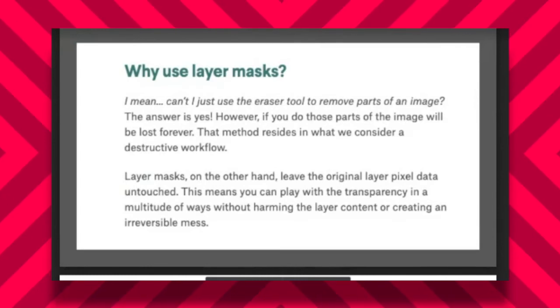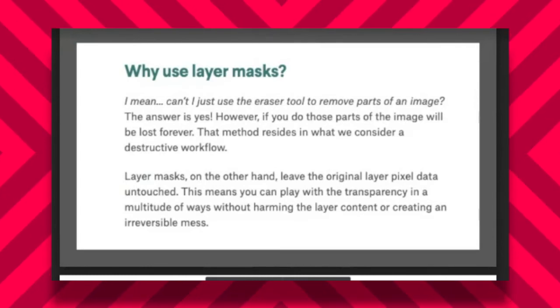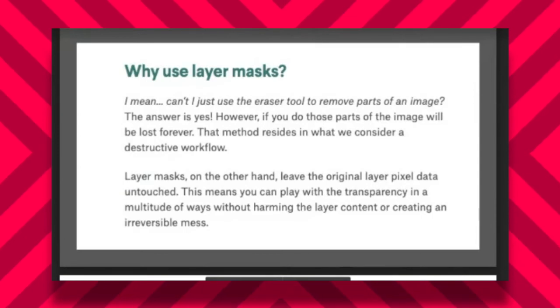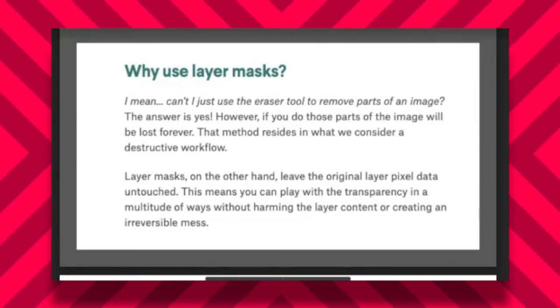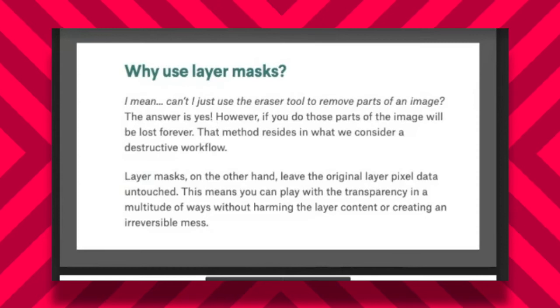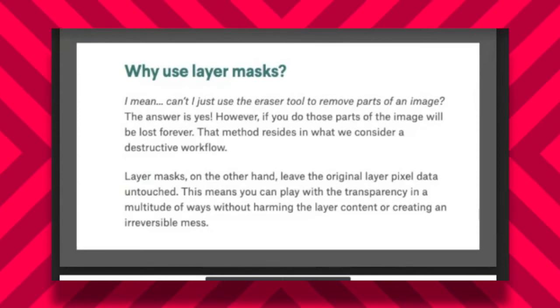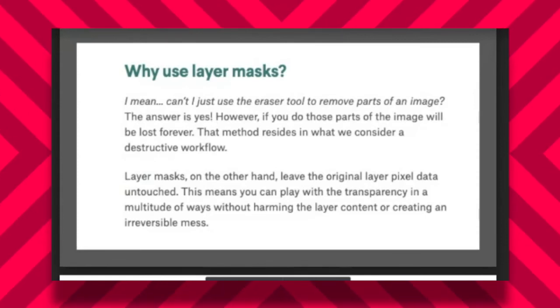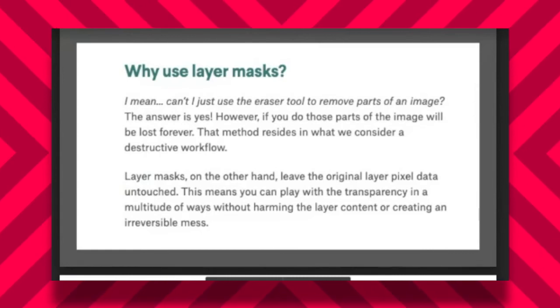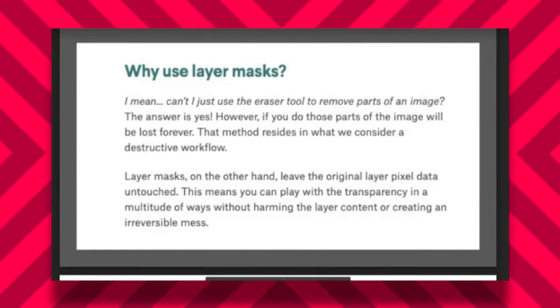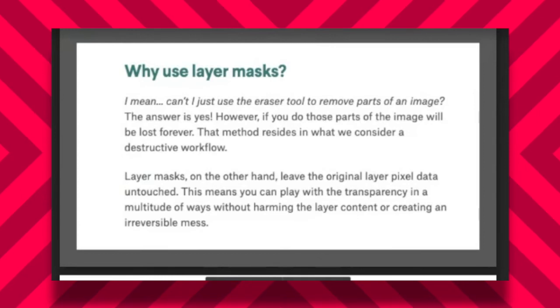Okay, so that is a destructive way, meaning you're destroying those pixels, you're removing those pixels, and they can't be brought back. Okay, layer masks, on the other hand, leave the original layer pixel data untouched. This means you can play with the transparency in a multitude of ways without harming the layer content or creating an irreversible mess.